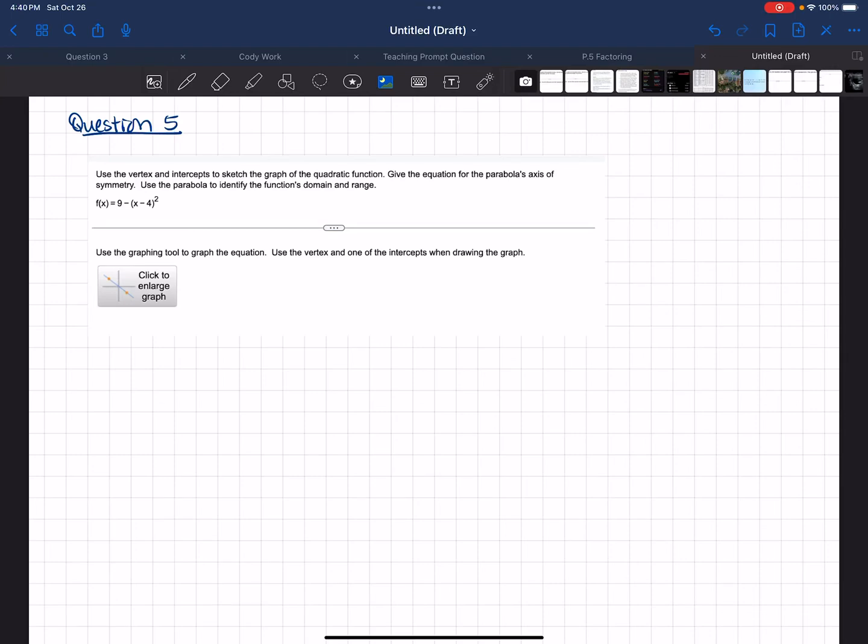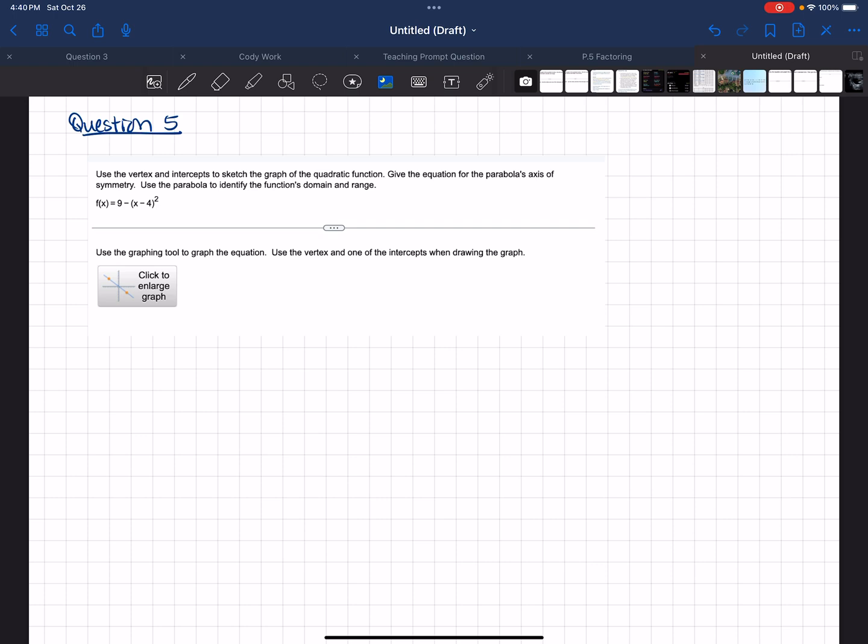Okay, so question 5 says use the vertex and intercepts to sketch the graph of the quadratic function. Give the equation of the parabola's axis of symmetry. Use the parabola to identify the function's domain and range. Okay, and so we're going to kind of need to rewrite this one a little bit.